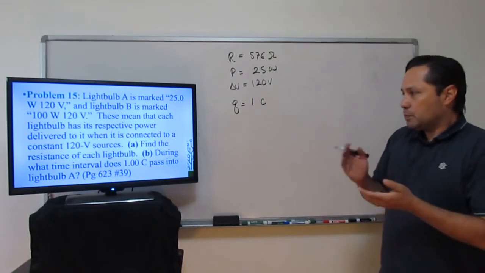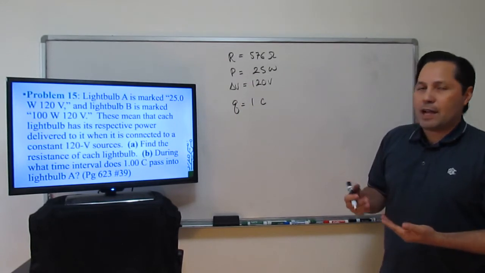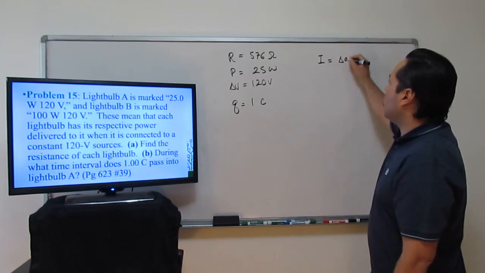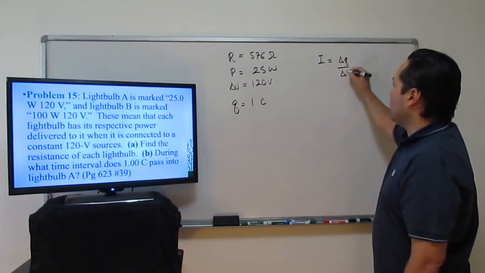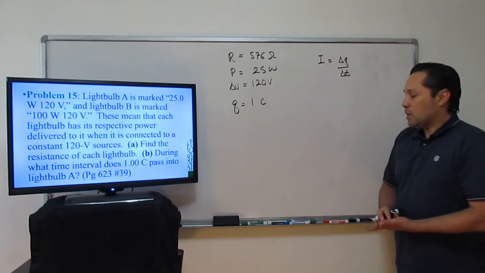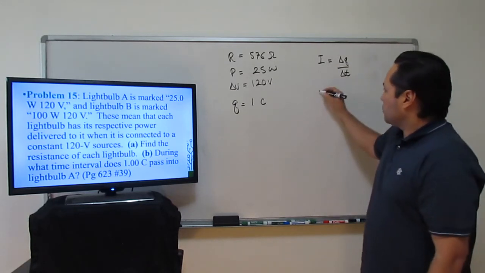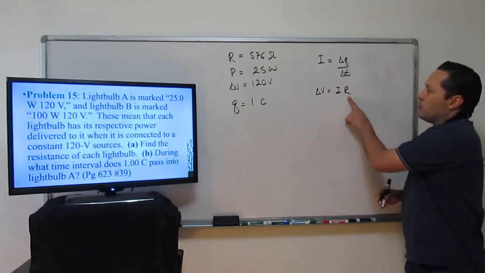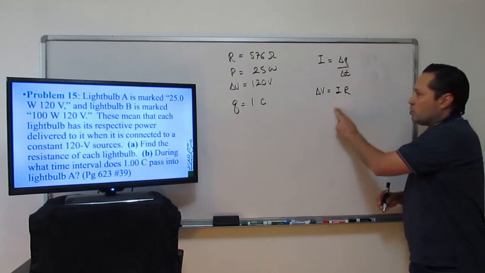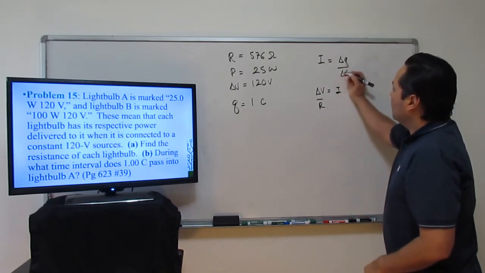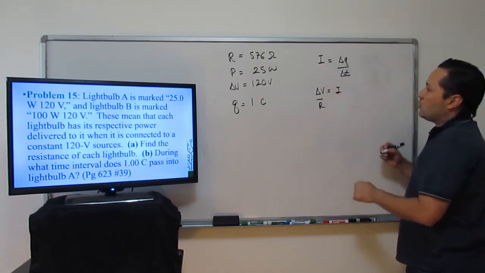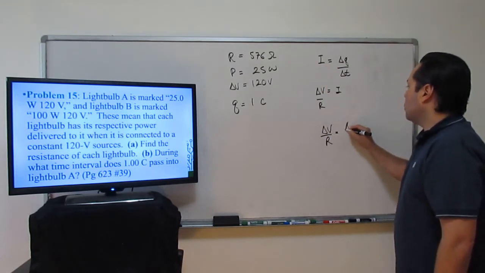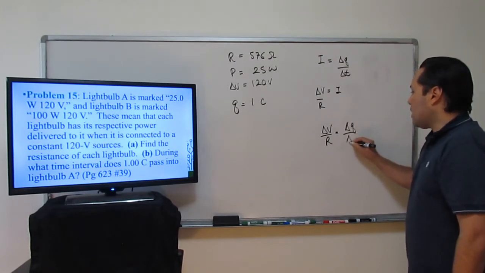Alright, so again, we're looking for the time interval. Here we go. Our current is equal to the charge, which we have, over the time interval. Next, we also know that potential difference is equal to current multiplied by resistance. So what I'm going to do is move the R over here, and now you see they're both equal to I, so I'm going to set them equal to each other. So it's going to be delta V over R is equal to charge over time.